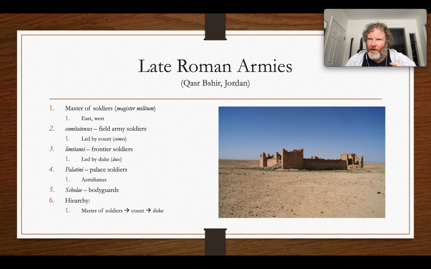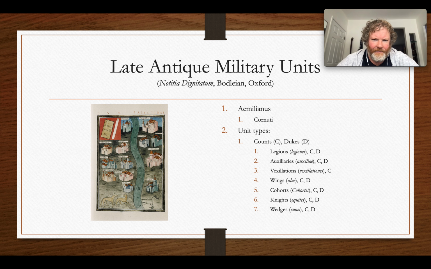But there were still bodyguards, even if the praetorians were gone. There were palatini, like Aemilianus. There were scholae, sort of a type, sort of a unit. And we get masters of soldiers at the top, and so on and so forth. So some big changes, some things are similar.